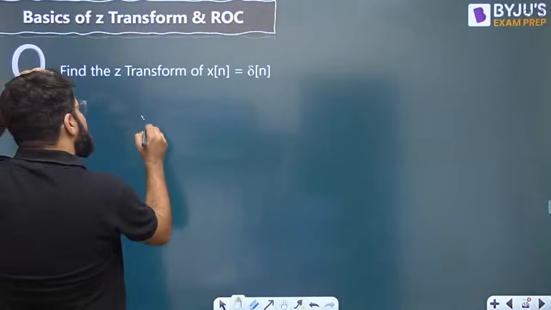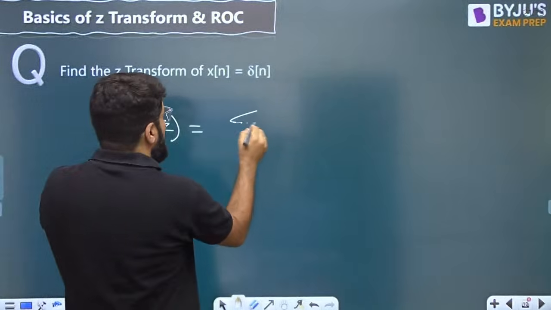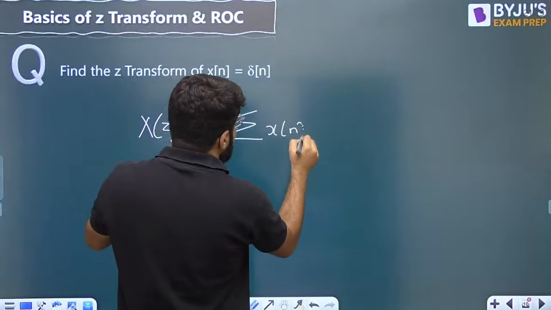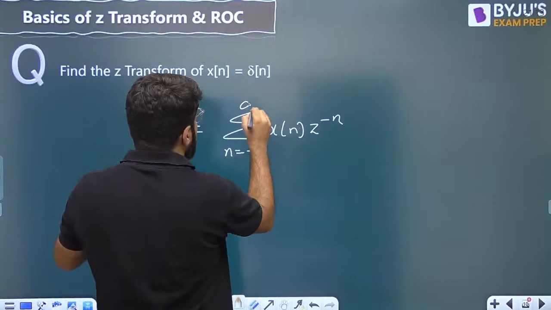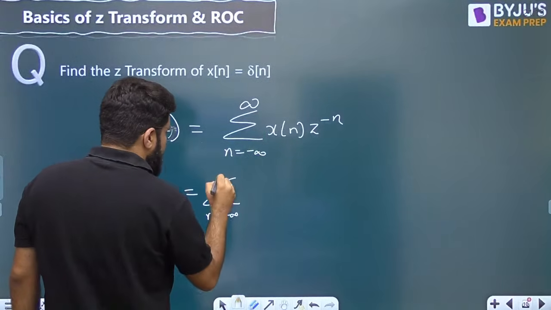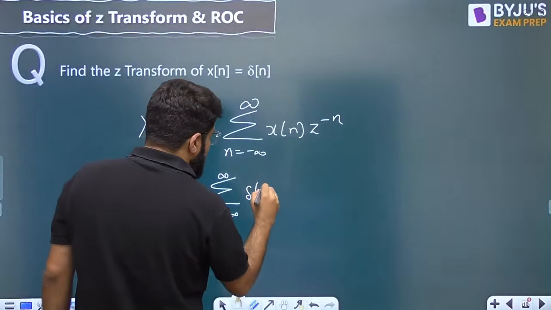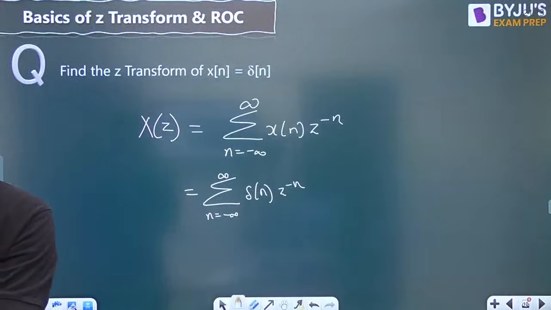So let's have a look into this, starting with one of the very basic cases, then going to the more important ones. The X(z), as I told you, is given by the formula summation of x[n] z raised to the power minus n from n equal to minus infinity to infinity in general. Now this can be written as summation from minus infinity to infinity of delta[n] z raised to the power minus n.